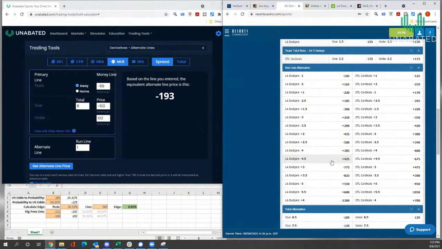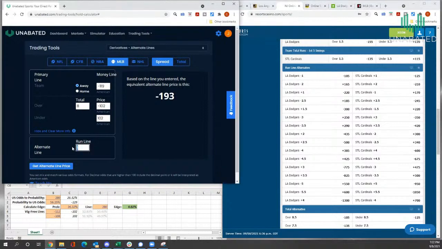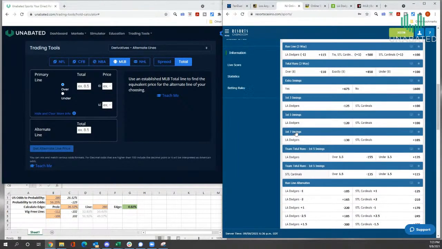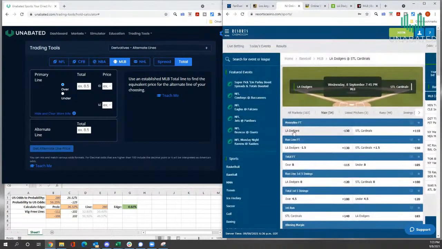Let's see what we got here. Dodgers plus 1. Yeah, they're dealing minus 220. About Dodgers minus 3.5. Yep, just comes up short for some value. All right, so we're not finding any value on alternate run line on that game. You know, that's the risk of live streaming is I couldn't tell you what the lines were going to be, so I was just hoping to find one.